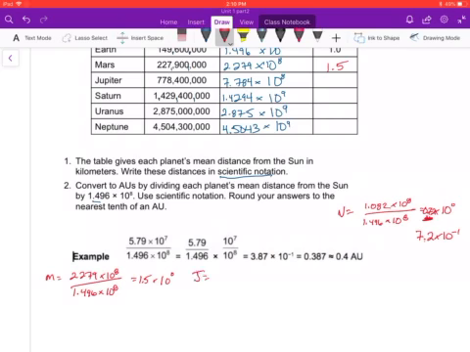Jupiter is 7.784 divided by 1.496, and it's going to be 10 to the 0. Look at that, I did a little shortcut. I didn't need to write it out anymore, I know it. I like shortcuts in math, they keep it easy. 5.2.